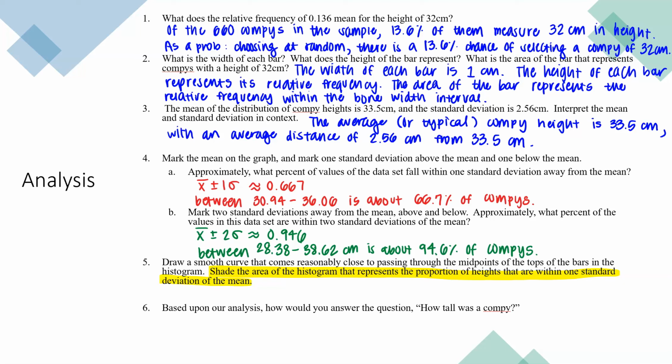6. Based upon our analysis, how would you answer the question, how tall was a compy? I would say that a compy had an average height of 33.5 centimeters with a standard deviation of 2.56 centimeters. Or I would say that most, 95%, of compies are between 28.38 to 38.62 centimeters.